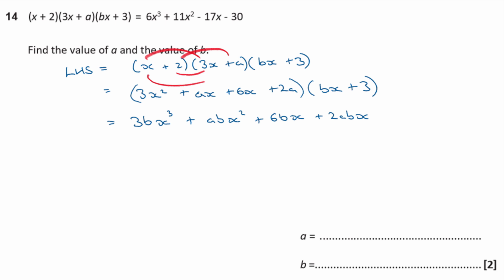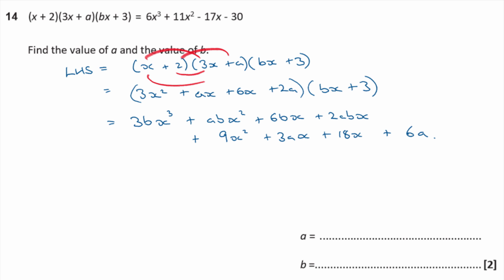Okay, so I've multiplied everything in the first bracket by bx, and now I'm going to multiply everything in the first bracket by 3. Rather than writing a big long line, I'm just going to drop down the line, and start doing it from here. You'll see why I'm doing it that way in a sec. So 3 times 3x squared, that is 9x squared. And then I've got 3 times ax, that is 3ax, and I've got 3 times 6x, which is 18x, and I've got 3 times 2a, which is 6a.